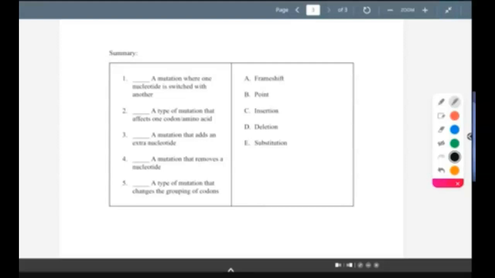There's a mutation where one kind of switch with another. It's a switch. Substitution, right? It's like basketball, right? Substitute a player. Correct. You know, you gotta be careful.